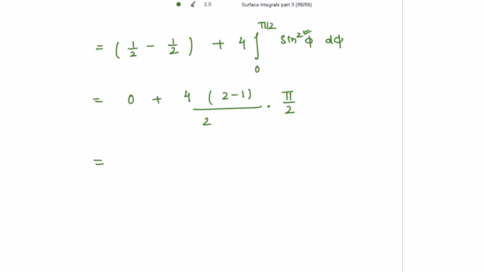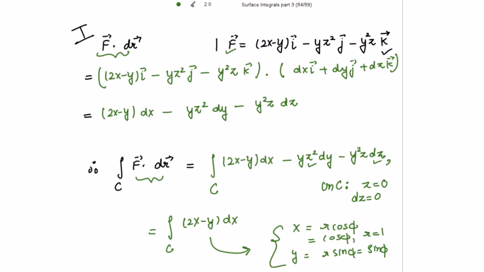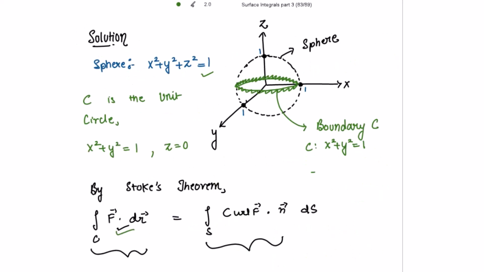So this is equal to, this cancelled out with this, so this is 2 and this is 1 and this is pi by 2. So that is equal to, this cancelled out and we are getting pi. So I'm having the value of the left hand side of the Stokes theorem to be equal to pi. Now evaluating the right hand side. For that, I need to calculate first the dot product of these two and then take the surface integral.